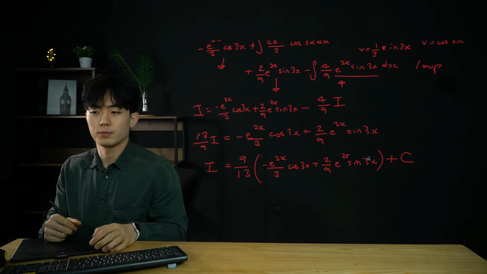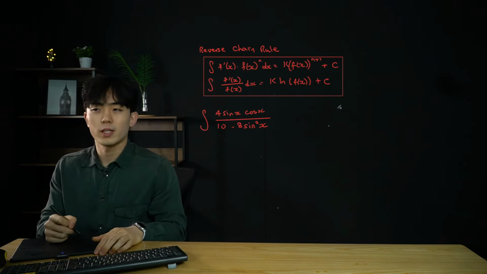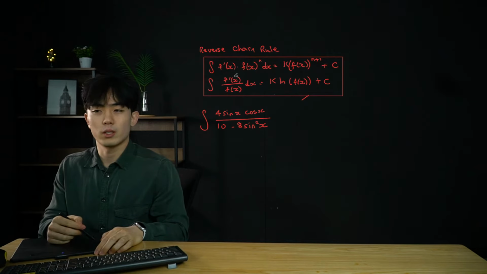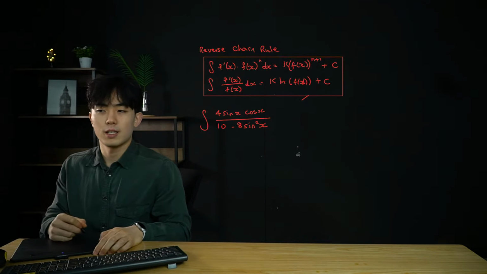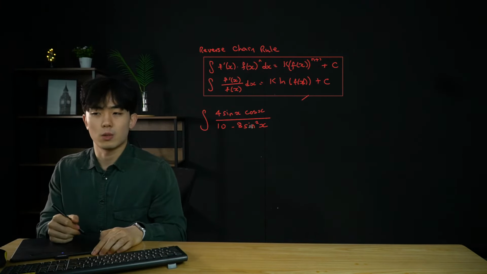So we're now going to move on to a bit of reverse chain rule. For the reverse chain rule, what we need to identify, or what we need to try and notice, are these patterns. Do we have the derivative times its function, or do we have the derivative of the function over the function? In which case, it's going to be one of either of these two formulas. So let's try and see how this works. Okay, so the first integral is 4 sin x cos x over 10 minus 8 sine squared x dx.